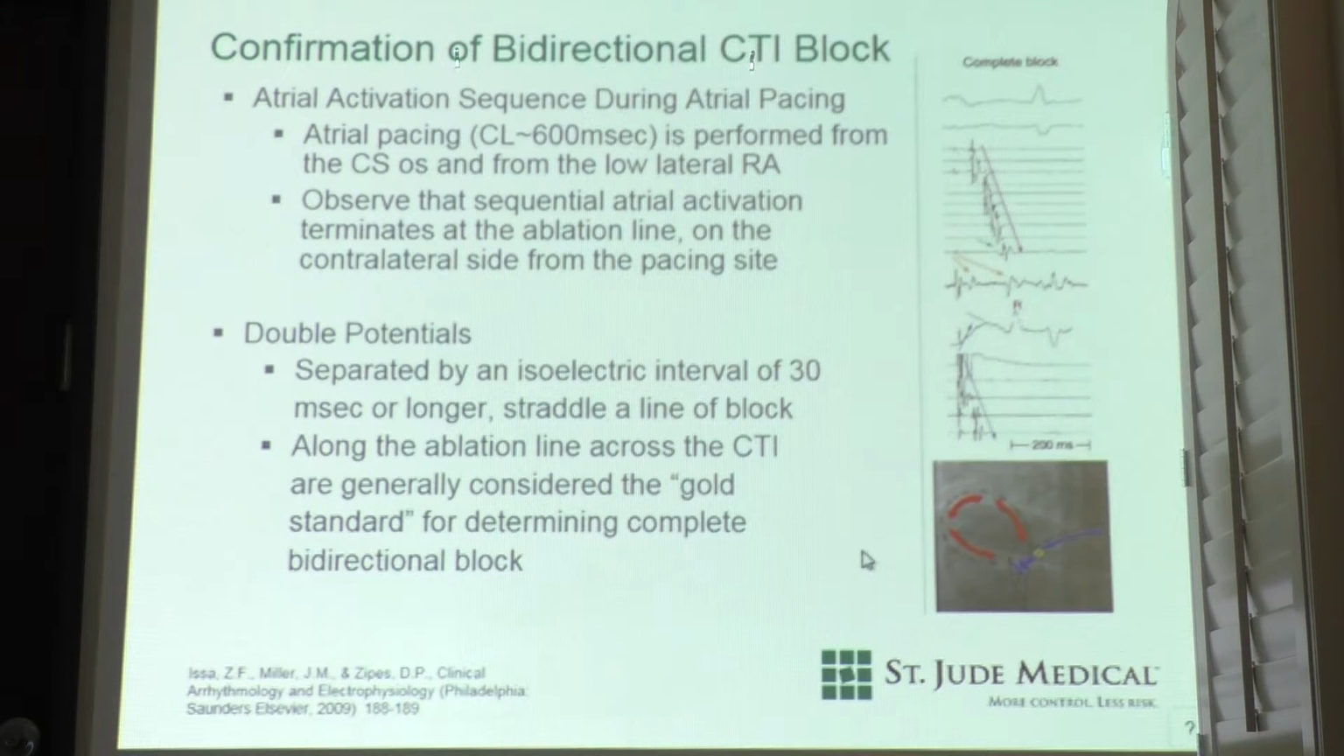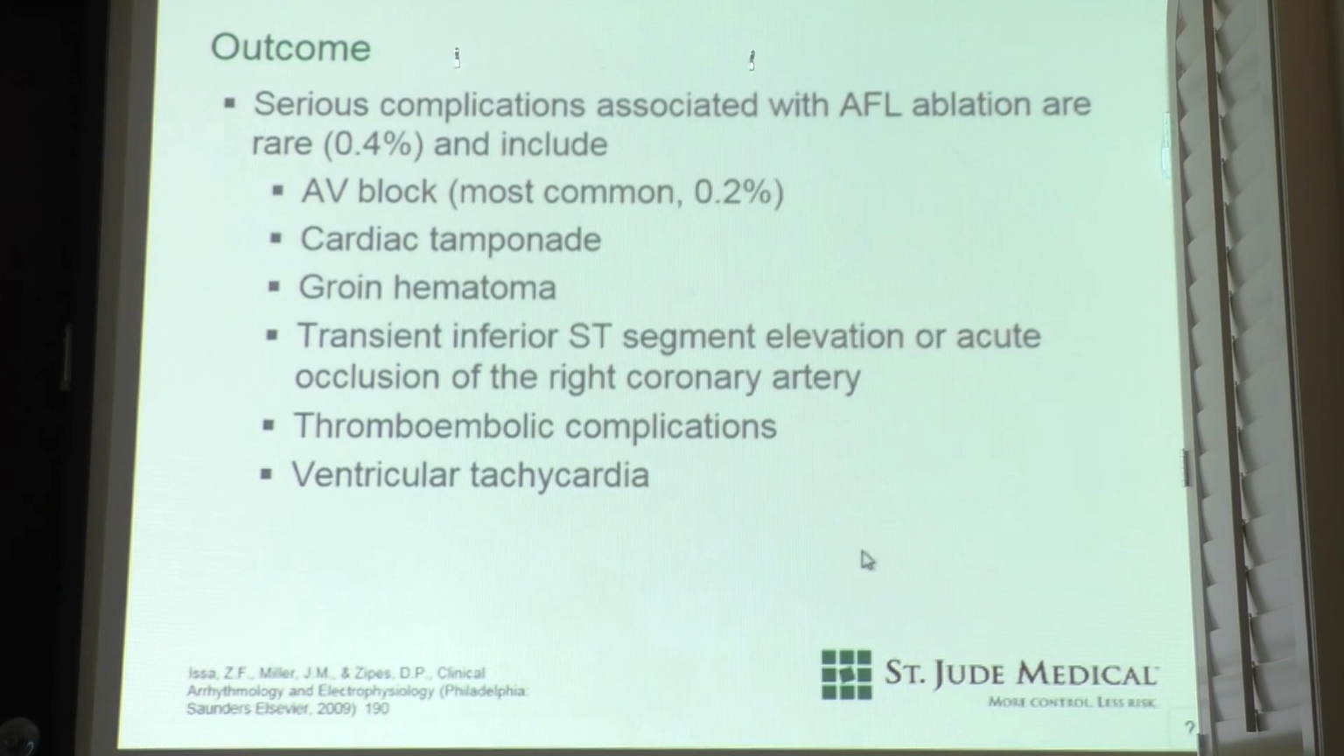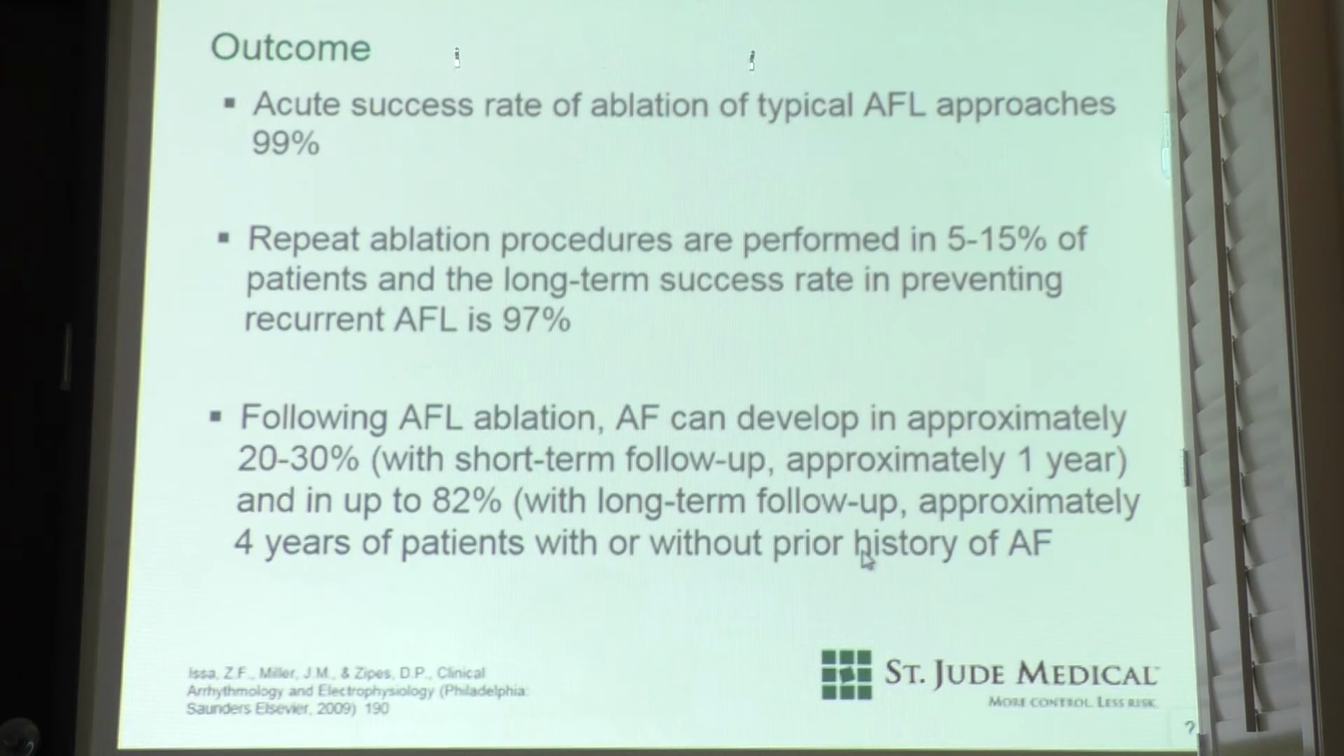All right. And that is all. This is getting into stuff that is beyond the scope. Revision rates are very, very low. So it's a 99% success rate. If you get bidirectional block and you wait the appropriate amount of time, it is a 99% redo rate.